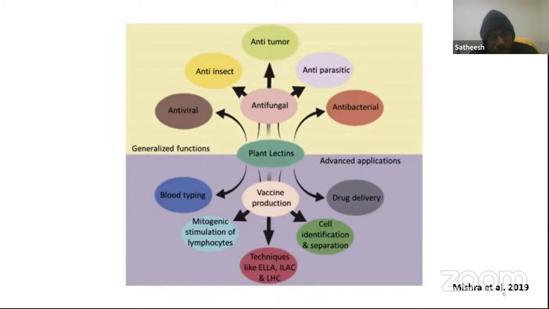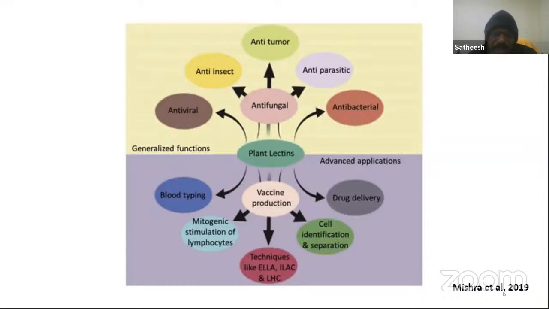Cell identification and separation is another method. Suppose you want to separate those cells which are cancerous, or those cells which we need to separate for some experimental purpose. Those cells which have expressed carbohydrates, sugar moieties or glycoproteins on their surface can be separated by a column in which the lectin is bound. You pass the cells through that, the sugar moieties bind to the lectin, and they get separated from the remaining proteins. So cell identification and separation can be done.